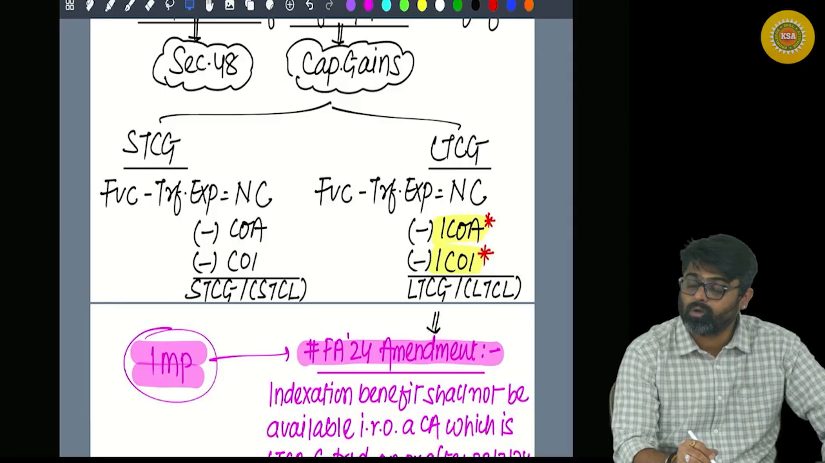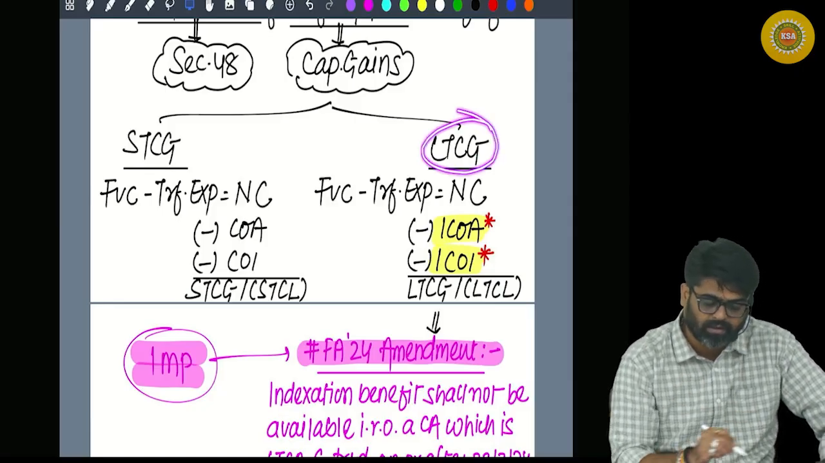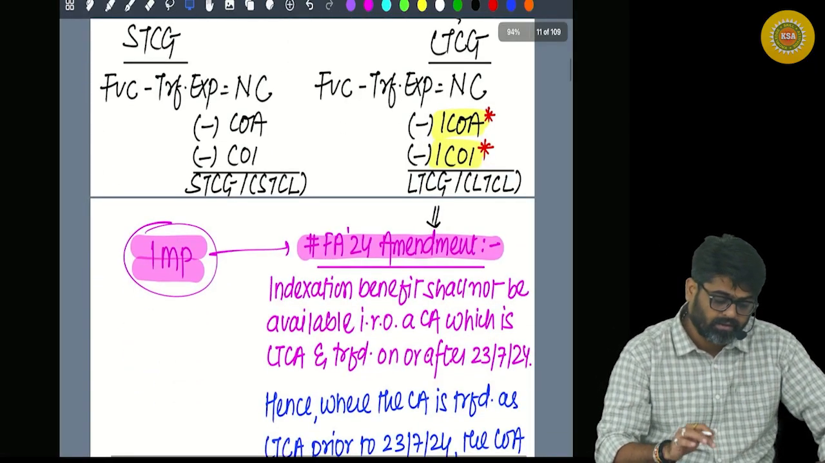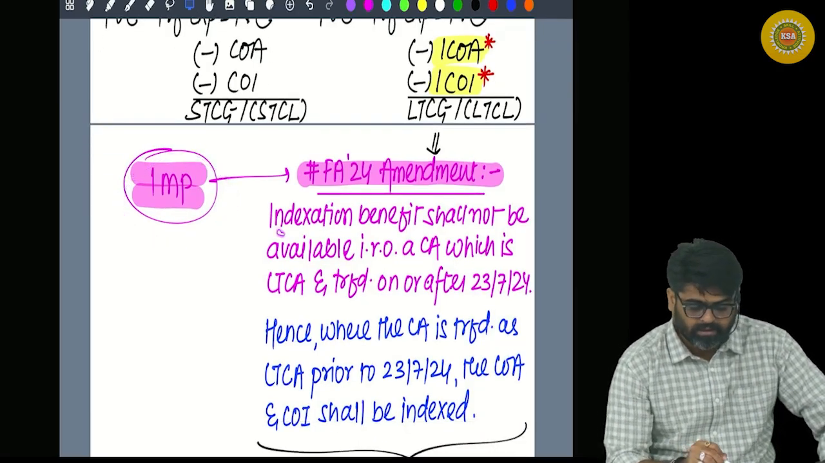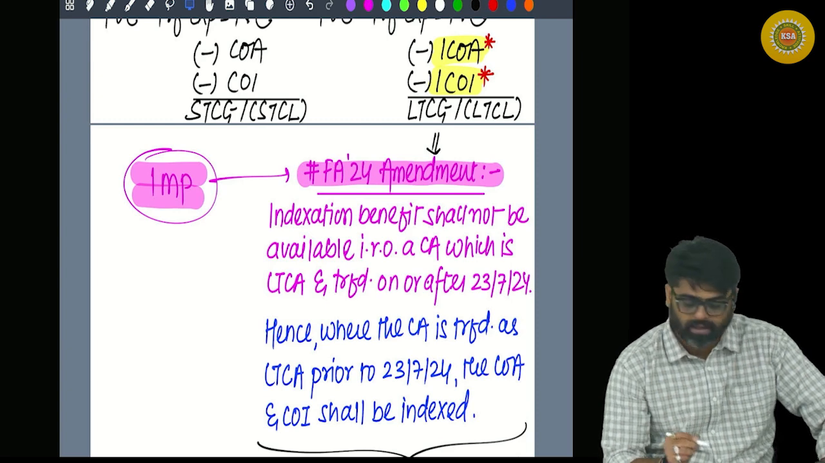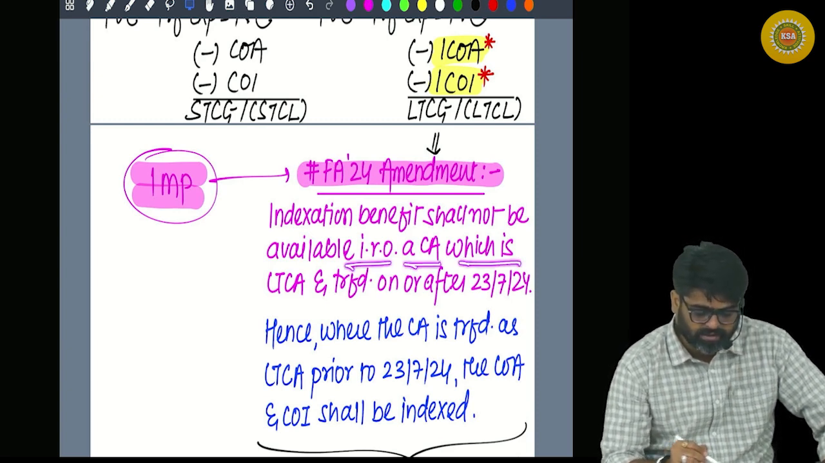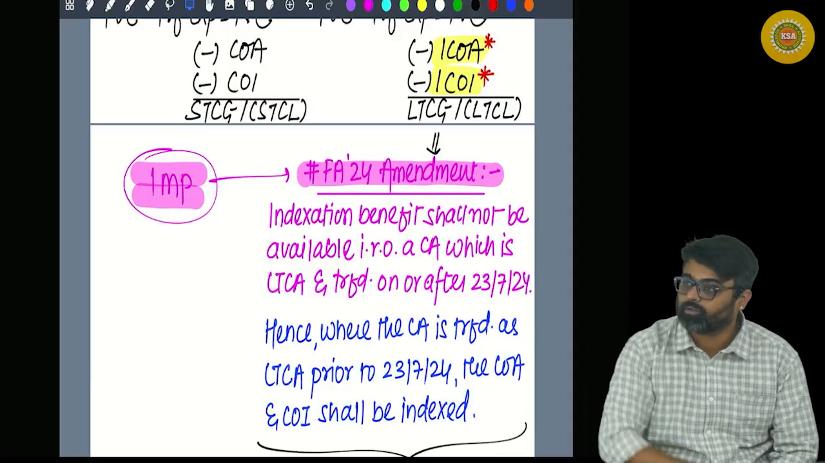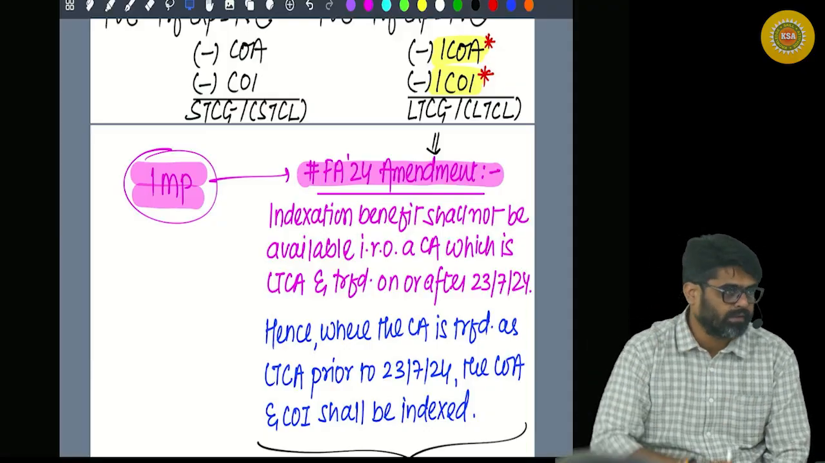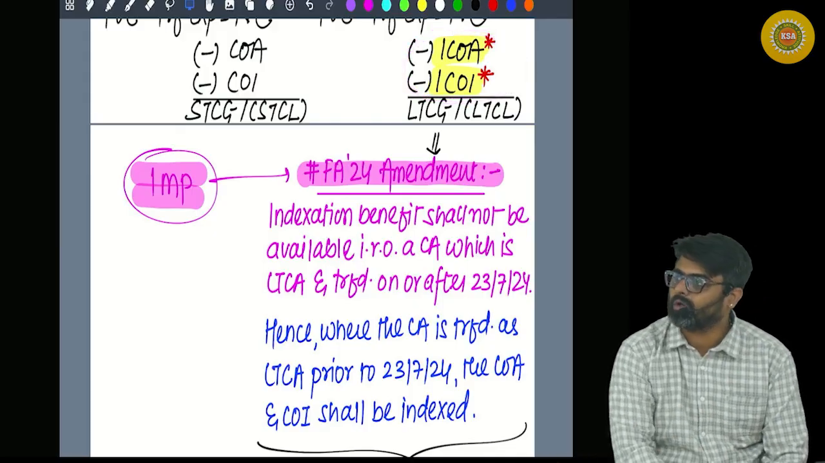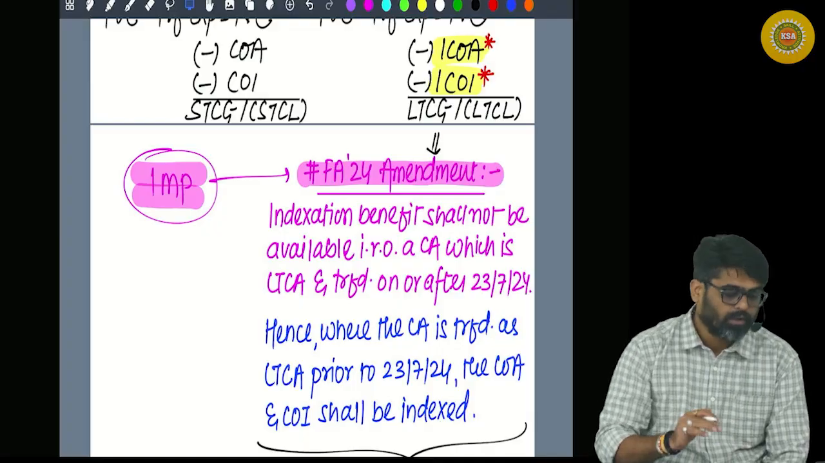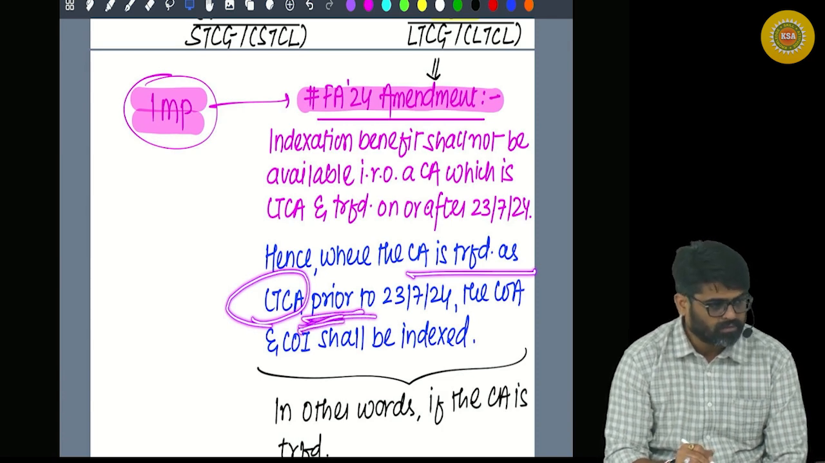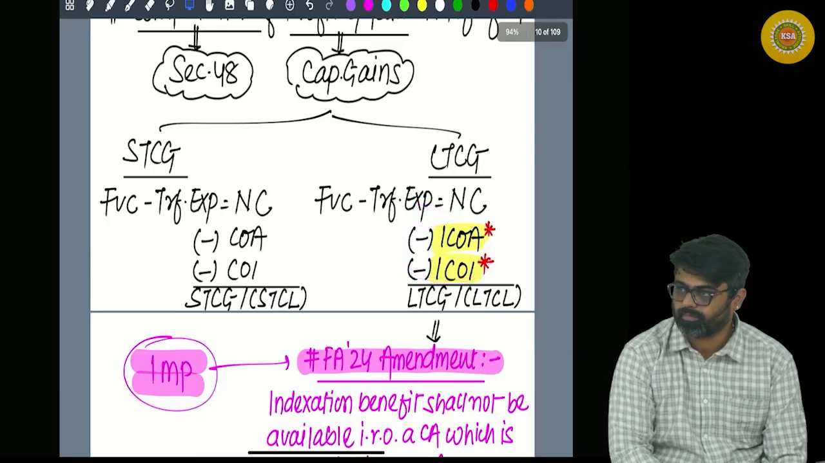If we are calculating capital gain on transfer of a long-term capital asset, so we are computing long-term gain. While computing the long-term gain, we have to index the cost of acquisition and cost of improvement. But there is one important amendment: indexation benefit will not be available in respect of a capital asset which is long-term and transferred on or after 23rd July. Meaning, if the date of transfer of a capital asset is 23rd July or any day after that, there will be no benefit of indexation available. Only the cost of acquisition and cost of improvement will be reduced. Yes or no? Meaning that if the capital asset is transferred as a long-term capital asset prior to that date, only then the cost of acquisition and cost of improvement needs to be indexed.